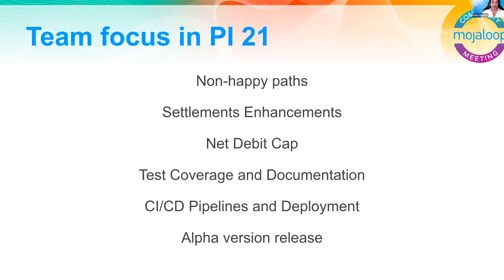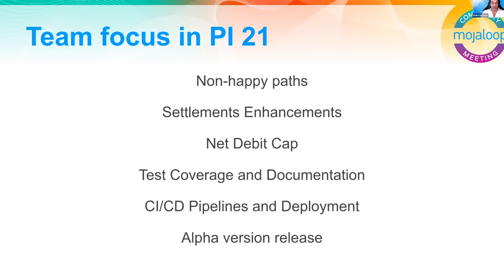We've also been doing settlements enhancements. Some of the stuff Jason mentioned. We've implemented net debit cap. And the other big chunk of effort is the test coverage. So we now have a much more increased test coverage in our code base. It's still an alpha, so mind you that it's not a released version. It's not an official version, but it's going in the right direction.